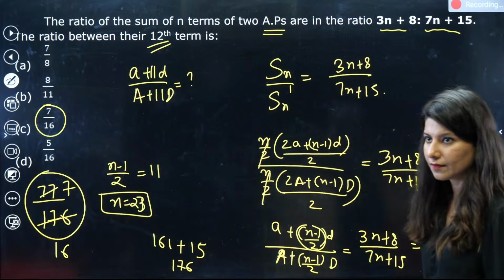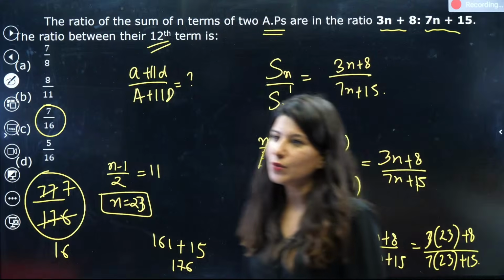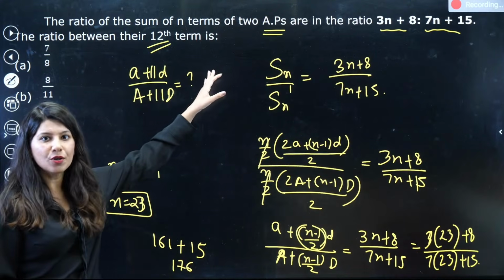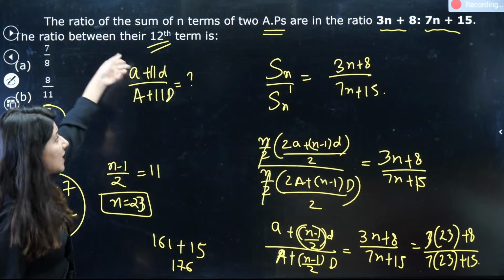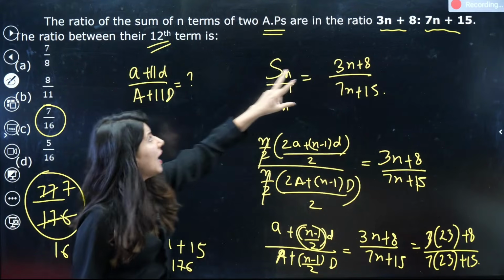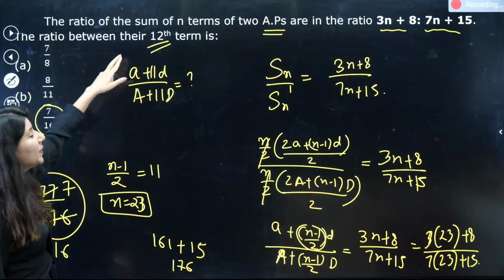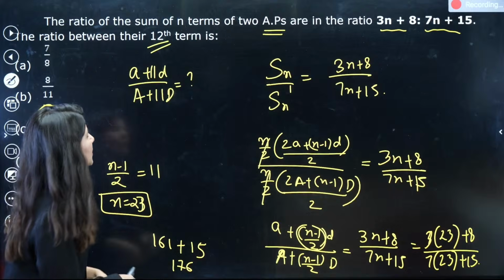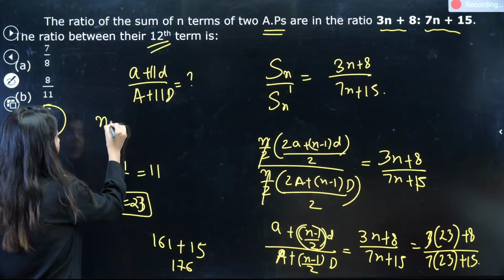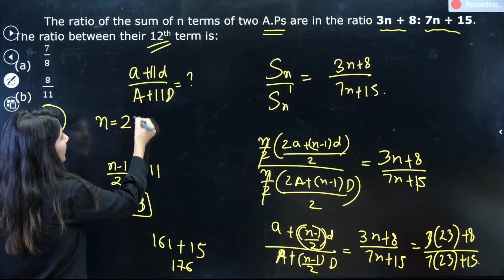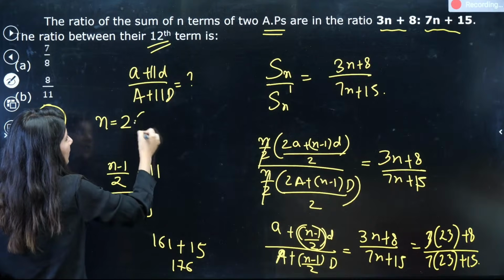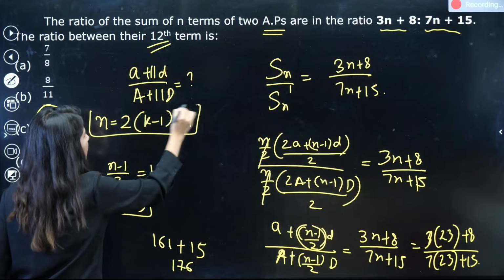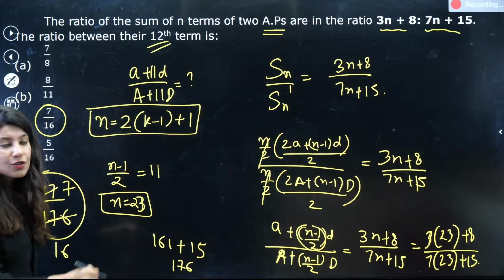Okay. All right. Shall I tell you one shortcut of this question? So whenever sums are given in a ratio and they are talking about the ratio between terms, what you will do is replace n by 2 times the term number, minus 1. So that is 2k minus 1 for the kth term. This is your shortcut.